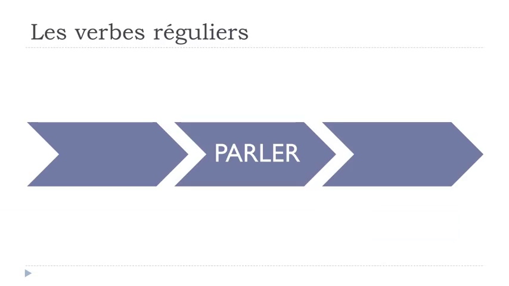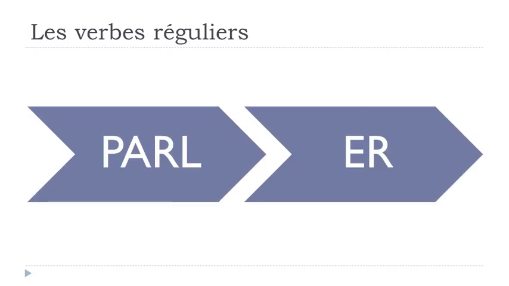So let's take an example. The example is parler. Parler is to speak or to talk, okay? If you have a look at it like that, you can basically divide this verb in two parts. The first part, parl, and then the second part, ER. It means that this verb, ending with ER, belongs to the first group of verbs. In French, we've got three groups, okay? The first two are regular, and the third one is irregular.